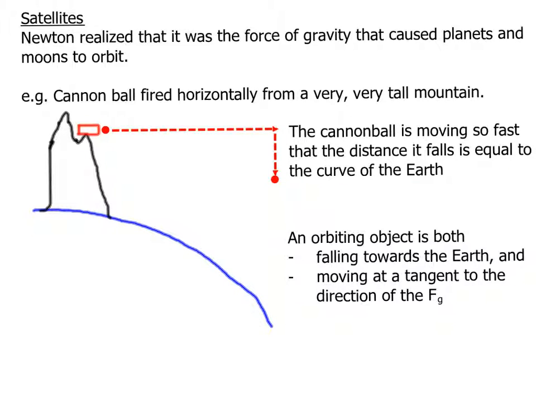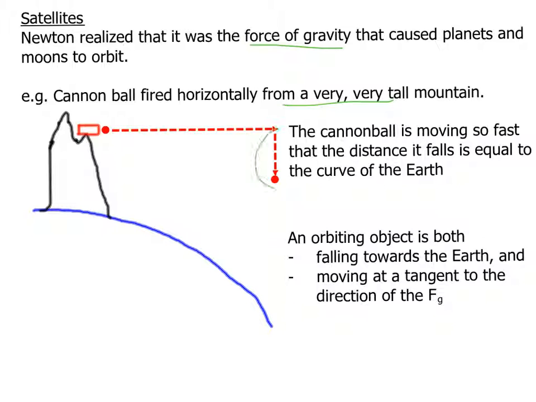This video will talk about satellites. First of all, a satellite is just a small object that is orbiting around a massive object. And back in the day, it was Newton that realized it was only the force of gravity that caused these satellites to orbit. Now imagine if you were to fire a cannonball horizontally from a very, very tall mountain.